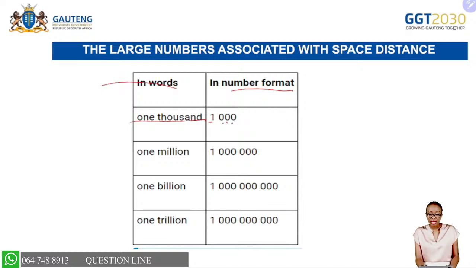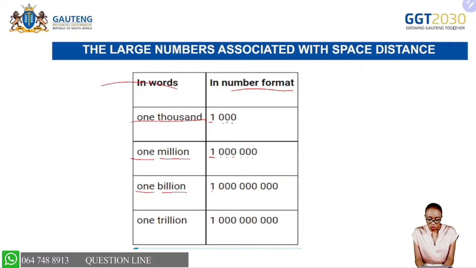That's 1000. But how do you write 1 million, grade 8? We write the digit 1 followed by the word million, and we read it as 1 million. How then do we write 1 million in numbers? So we write the digit 1, and then 1, 2, 3, 4, 5, 6 zeros afterwards. And we read it as 1 million. Next, the next large number is 1 billion. So how do we write 1 billion?